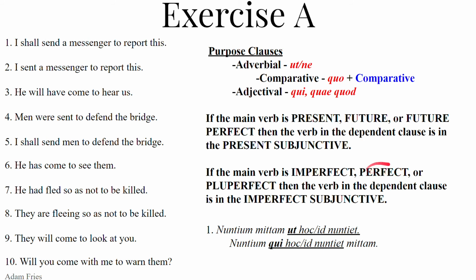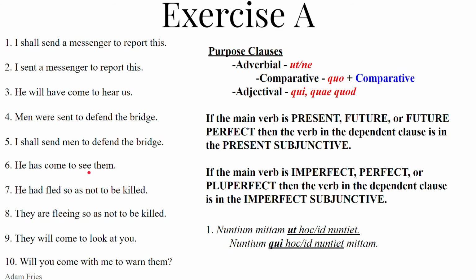Now there are actually a couple different answers for this. Ask me about it when we meet in class. I'm going to go ahead and put one answer down. If you want to know the others, like I said, ask me in class. So he has come. I'm going to say this is secondary sequence because perfect tense. That means that this verb will be in the imperfect subjunctive.